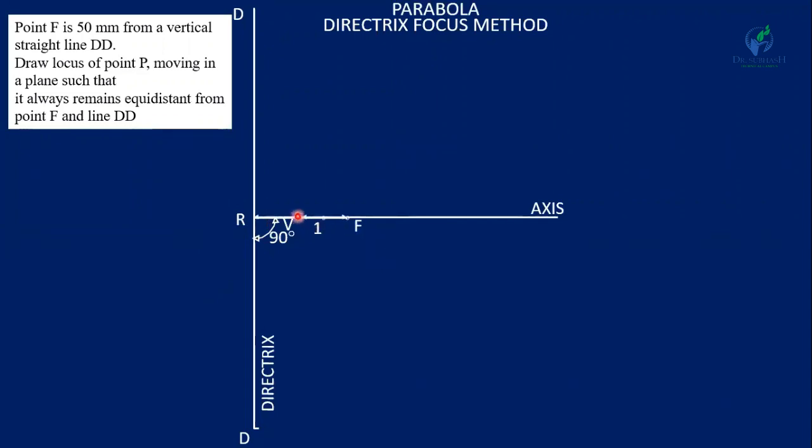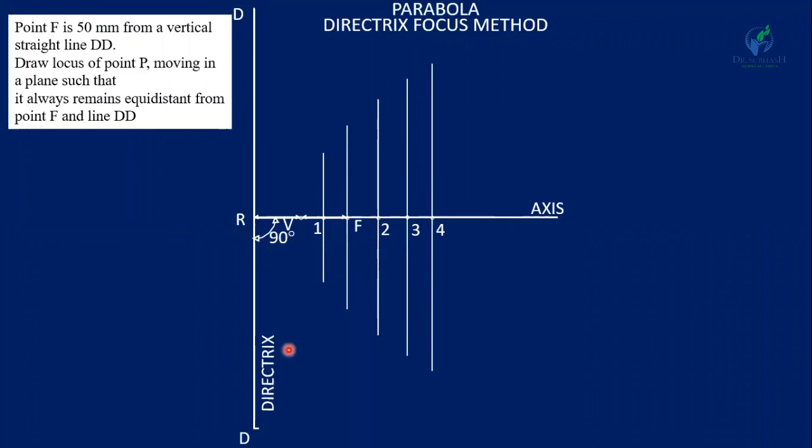Now from V, mark points at nearly equal distances: 1, 2, 3, 4. Now from 1, draw a vertical line which is perpendicular to the axis. Draw vertical lines from all the points: 1, F, 2, 3 and 4. All the lines are parallel to each other and perpendicular to the axis.